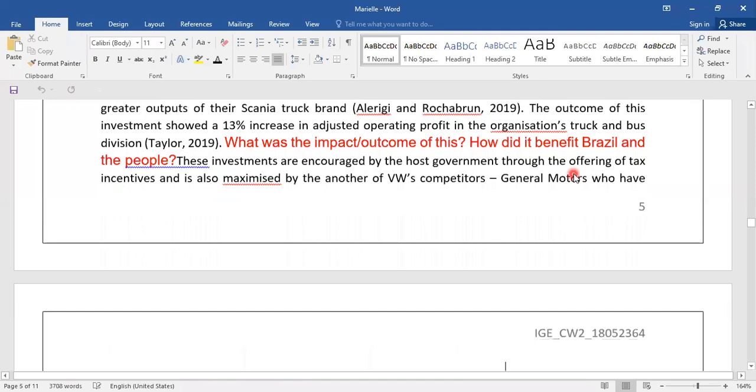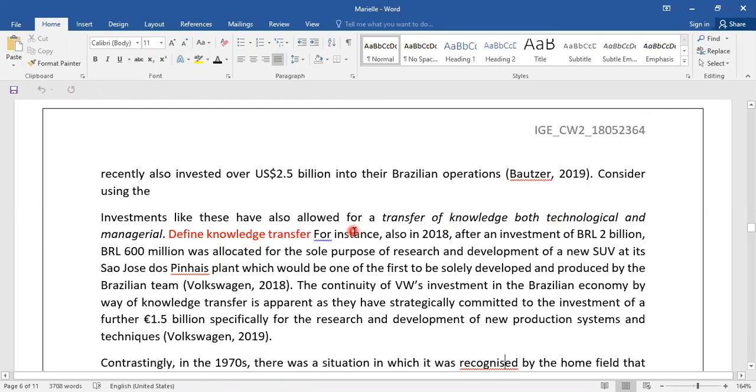Investments like these have allowed for knowledge transfer. Again, define what is knowledge transfer. Volkswagen invested for the purpose of research and development. They have a new plant, which was the first to be developed and produced solely by the Brazilian team. The continuity of Volkswagen's investments in Brazil by knowledge transfer can be estimated to $1.5 billion in research and development.